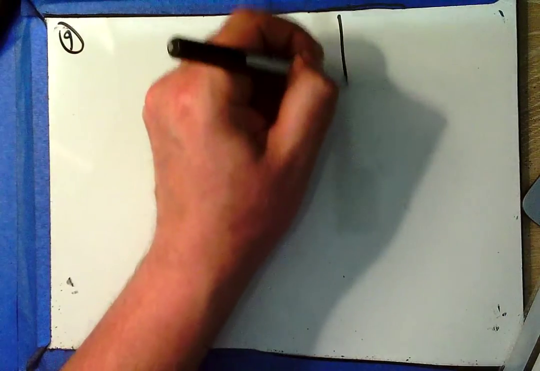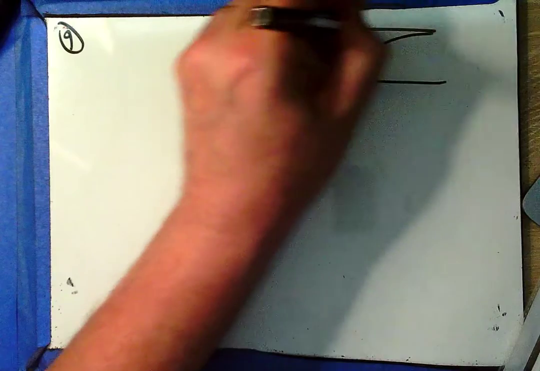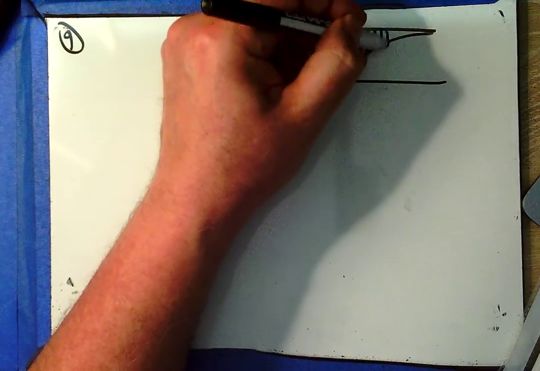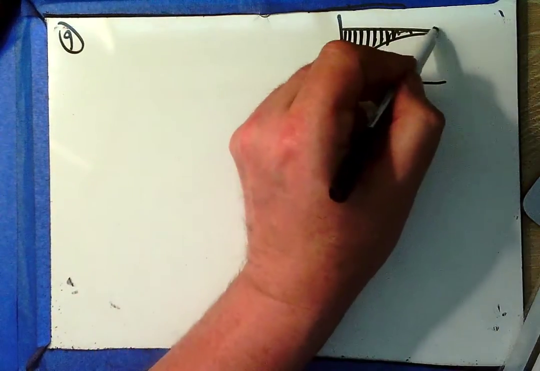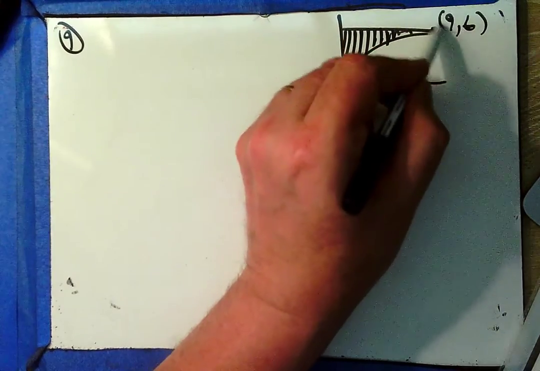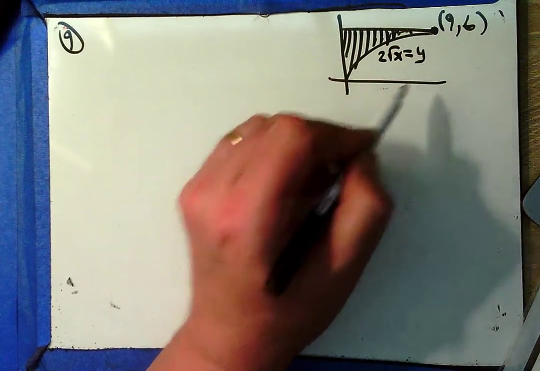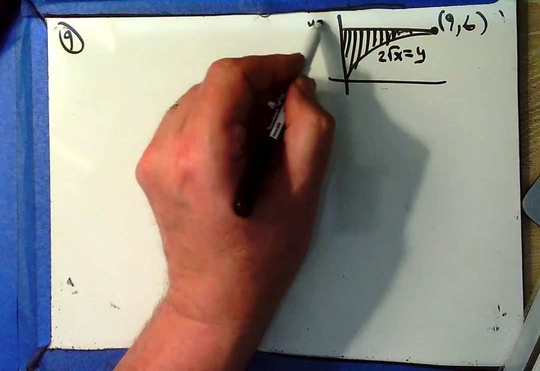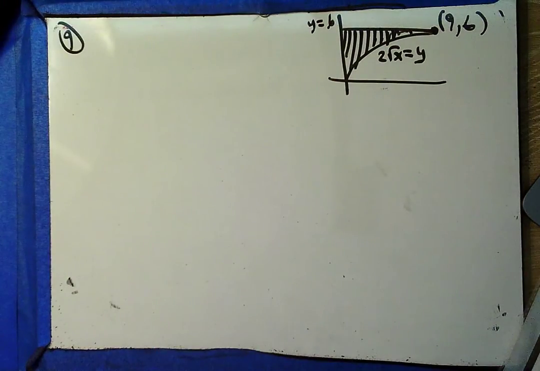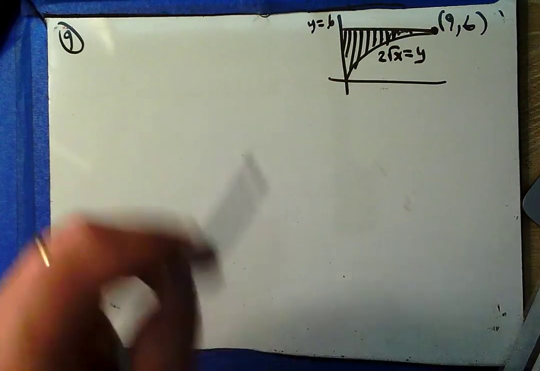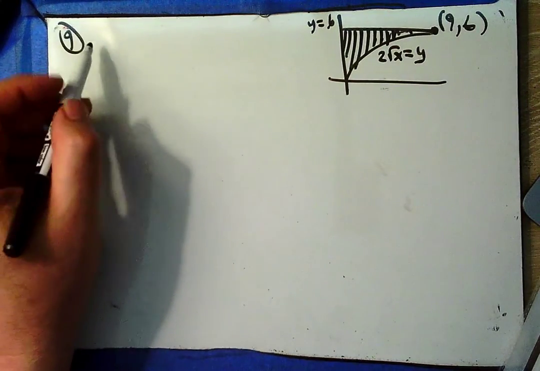Okay, let's take a look at problem number 9. Problem number 9 says, oh, it's our last page. We've got this region in problem number 9. And that's the point 9, 6. And what do we know about this curve? This is 2 square root of x equals y. And this is the horizontal line, y equals 6. Okay. This is without a calculator. So find the area of R.